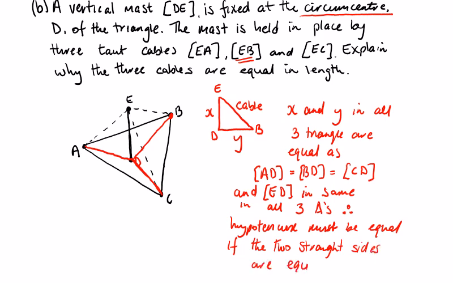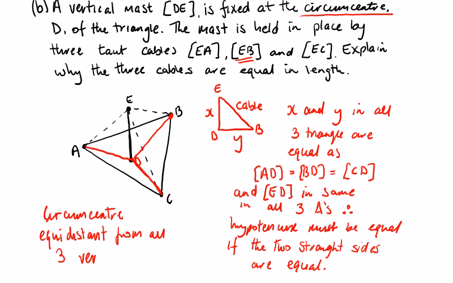So circumcentre, equidistant from all three vertices. I'll just write that down as well. Circumcentre, equidistant from all three vertices. That's all that was asked in this question.